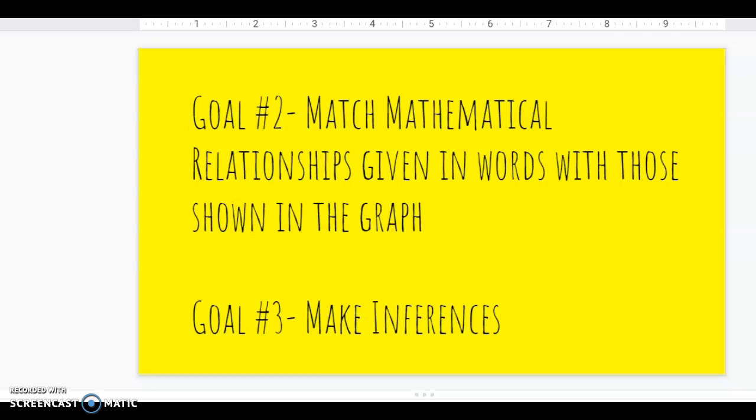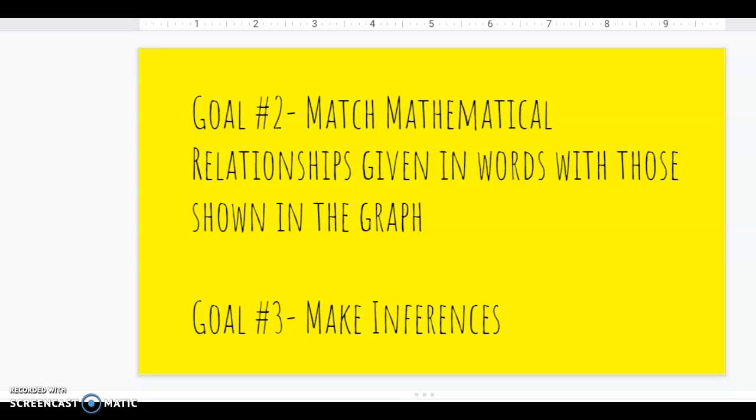The second goal is going to be to match mathematical relationships given in words with those shown on the scatter plot. This means you'll be reading information in words and then figuring out the information those words are displaying and how that would be represented on the scatter plot. Basically, where the point would go.